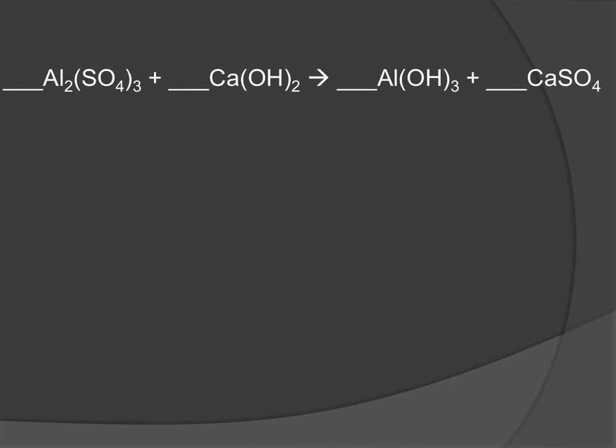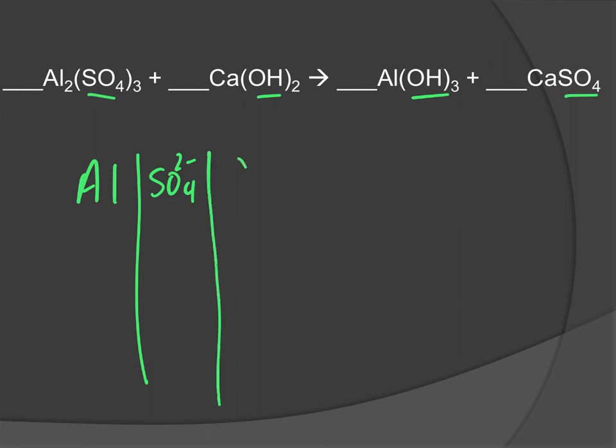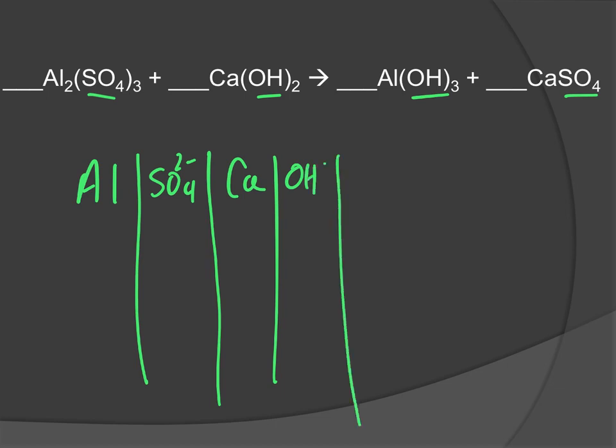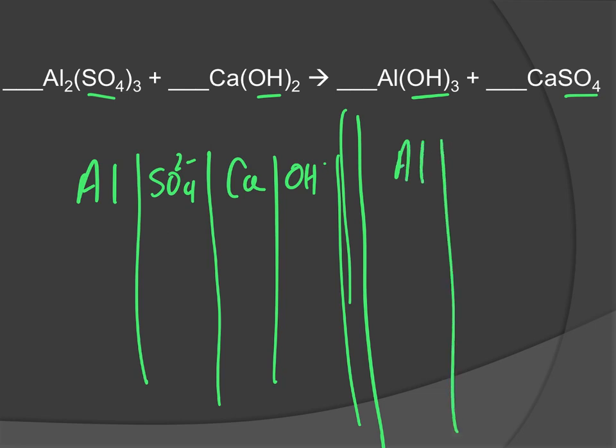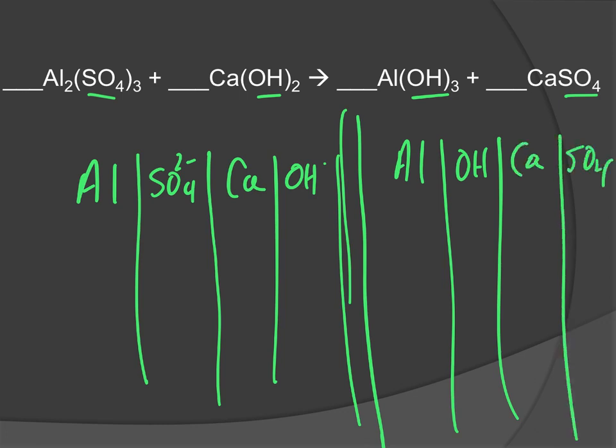I'll do it with the chart for you. I'm going to do aluminum here, and I've got sulfate on one side and sulfate on the other, and hydroxide and hydroxide, so I'm going to keep those together and write SO4 2 minus here. I don't even need to write the 2 minus, just write SO4. And the calcium, and I've got hydroxide ions over here as well. And then on the other side of the equation, I've got aluminum, hydroxides, calcium ions, and sulfate ions.